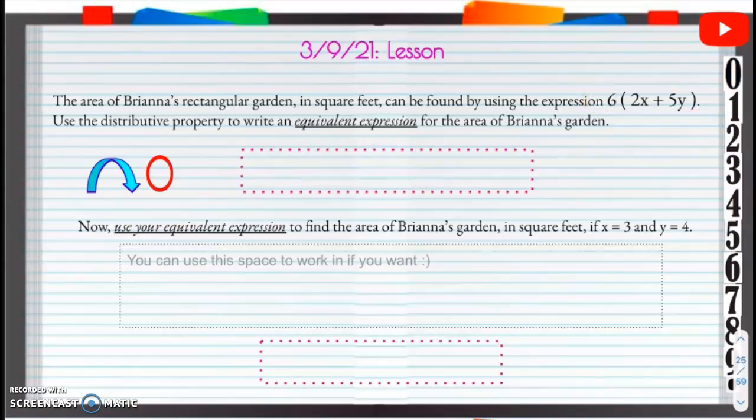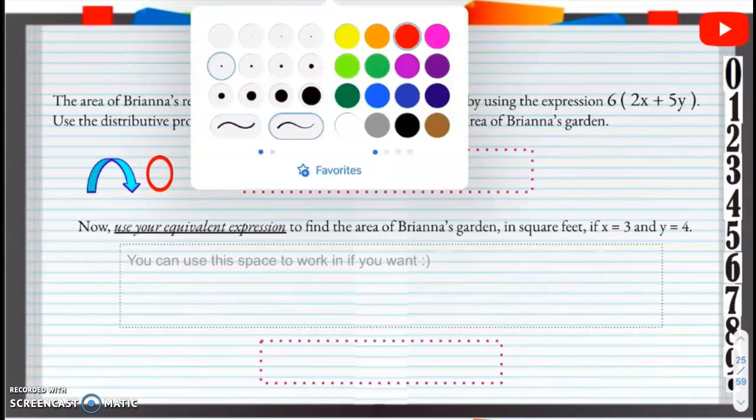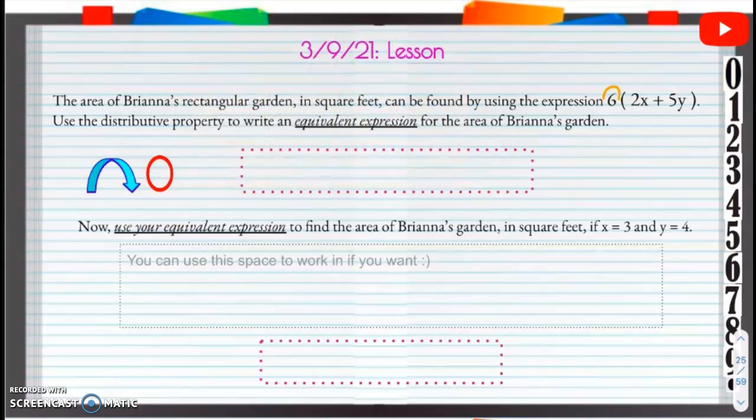We're going to use the distributive property to write an equivalent expression for the area of Brianna's garden. So here's what we're going to do. Remember this distributive property when we have the circles and the arrows? So if we circle the number in front of the parentheses, that's 6, and we distribute it to the 2x, that means 6 times 2x.